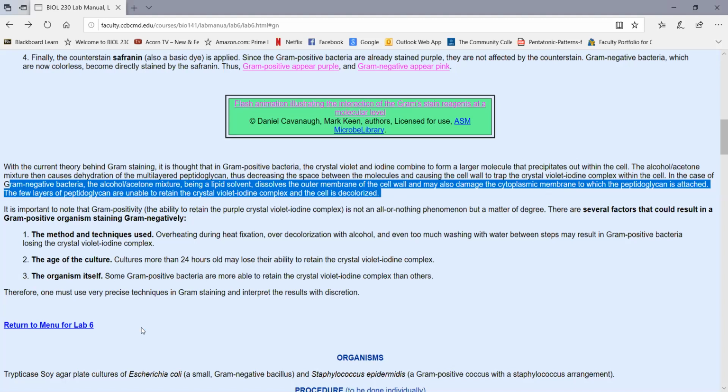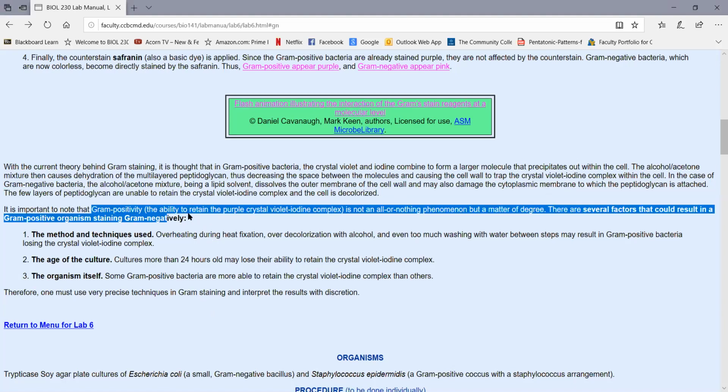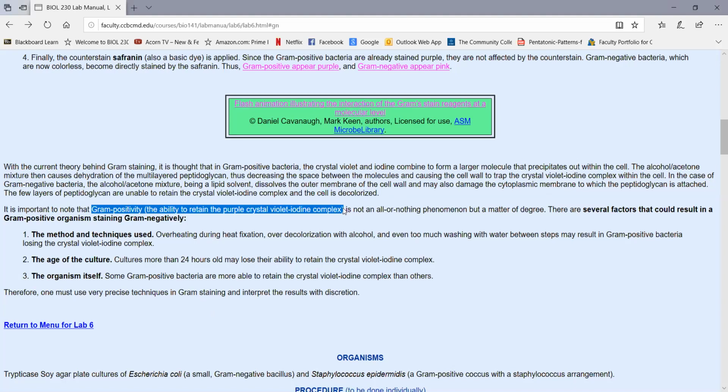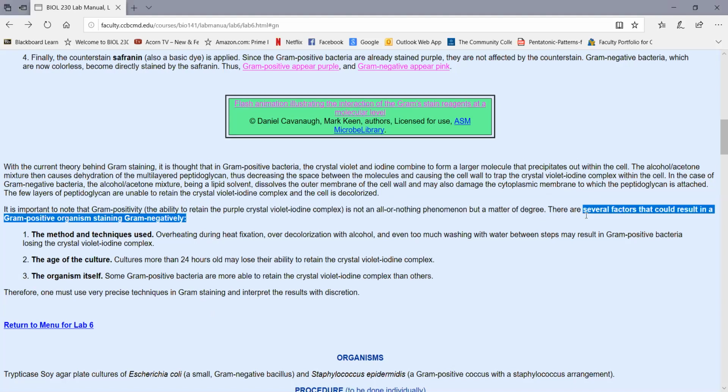Now, it's also important to point out that gram positivity in a gram stain is simply the ability to retain the crystal violet iodine complex. And that's not an all or nothing phenomenon, but a matter of degree. So there are several factors that can give us faulty gram stain results. And we have to keep these in mind today to get reliable gram stains.